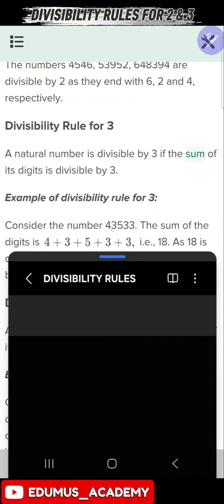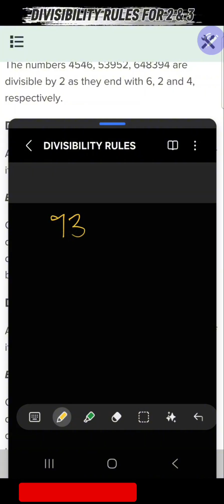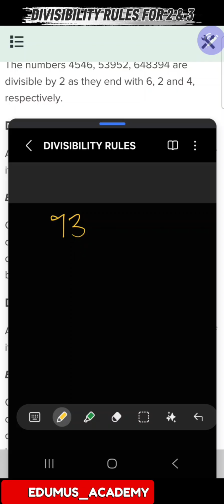Now you will see that what works for 2 does not work for 3. Let's start from there. For example, let's find a number that ends with 3 that can be divided by 3, like 73. The last digit of 73 is divisible by 3, right? But is 73 divisible by 3?